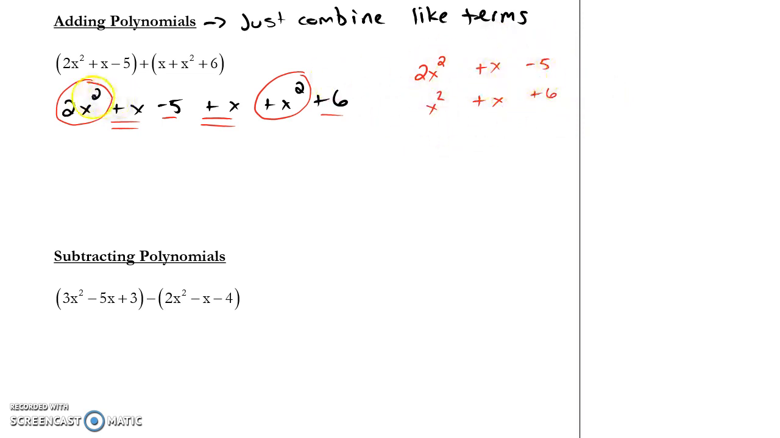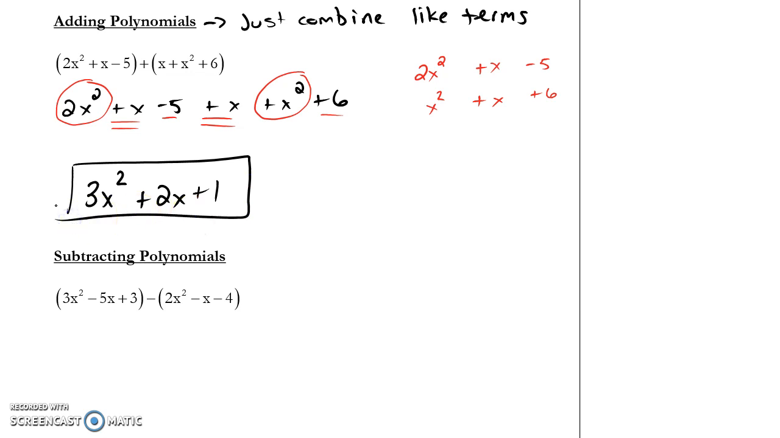You don't have to. Sometimes you can just look at these and recognize 2 and 1, because that's a 1x squared, combined to give me 3x squared. Keep your variable and exponent identical. Positive x and positive x is plus 2x. You can see over here the way I grouped it. That's a plus 1, that gives me a plus 2. Negative 5 and positive 6, if I combine these two, minus 5 and plus 6, I get a plus 1. I now have 3 terms, but they're all individual terms, not like terms. I can't combine them anymore. That's it, adding polynomials.